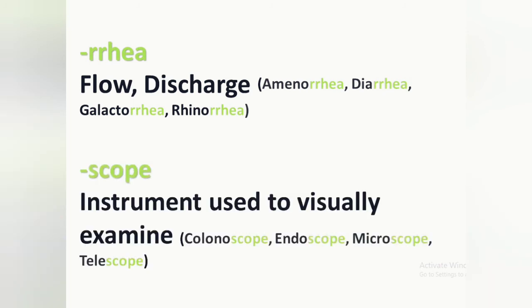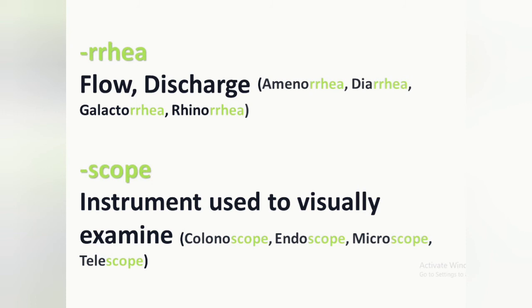Next one is scope, which means an instrument used to view or visually examine, such as the colonoscope. Colonoscope is the medical instrument which is used to examine the colon. It is a flexible tube attached with a camera as well as light, which is inserted through our anus to observe the whole colon.